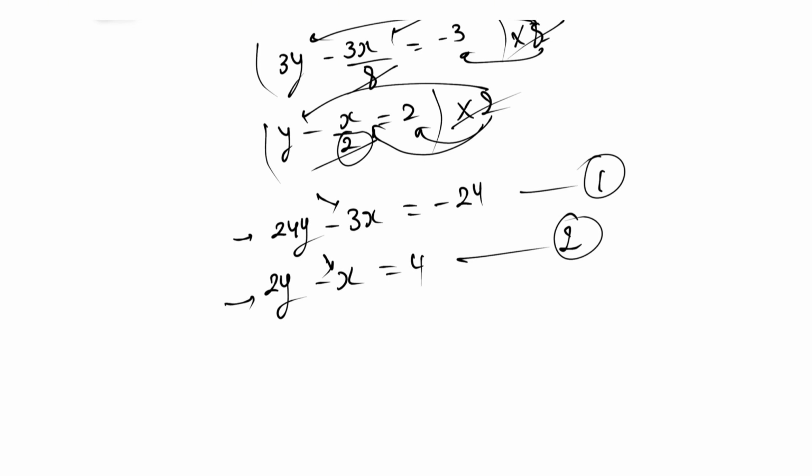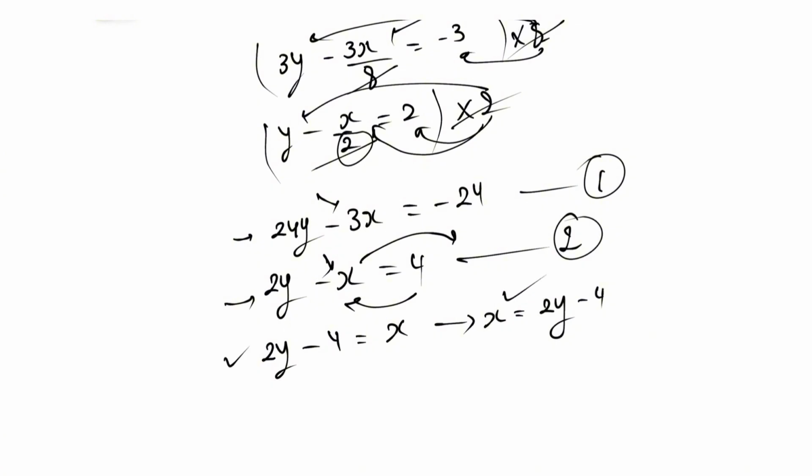So what I'm going to do, I'm going to shift minus x here, and I'm going to take the number here. So it will be what? 2y minus 4 equal what? x. So now we can write it like this or like this. Understood? So you have the choice, okay? Both of them are correct. Now I'm going to replace the value of x. So we have the value of x.